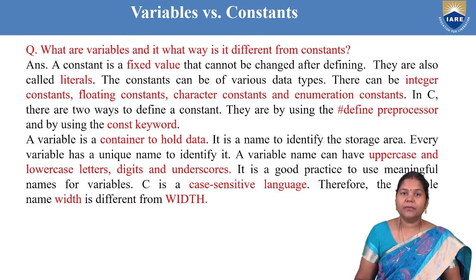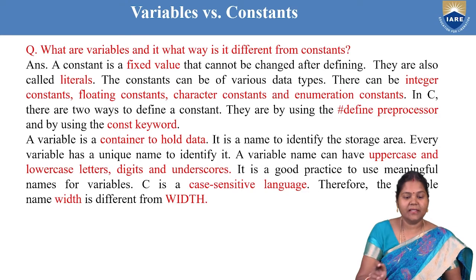So, the constant can be of different types, based on what value it contains. It can be of different types, like integer constants, character constants, floating point constants, enum constants. There are different types of constants used in C language. Now, in C, there are two different ways to define a constant. If you want to define a symbolic constant, then you can use the preprocessor directive #define. #define is used for defining the symbolic constant. Similarly, there is another way to define a constant using the const keyword.